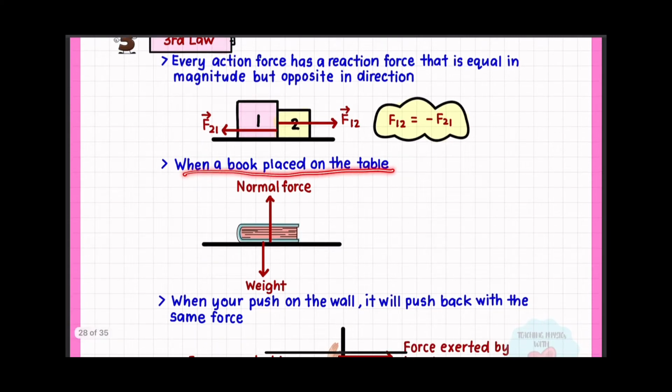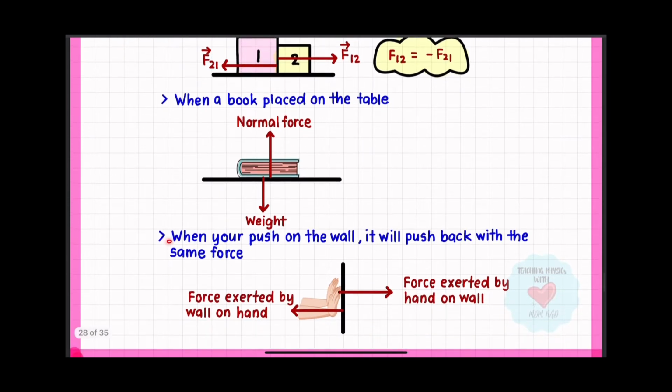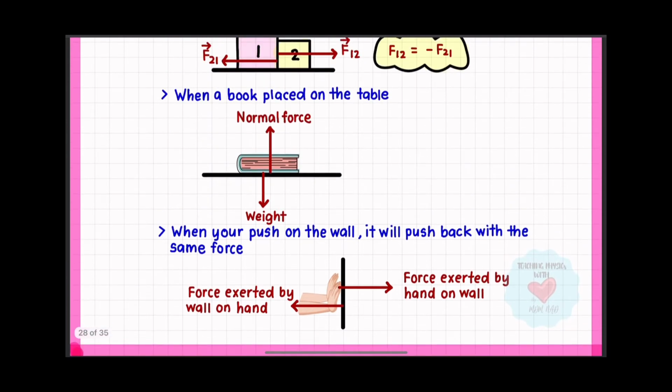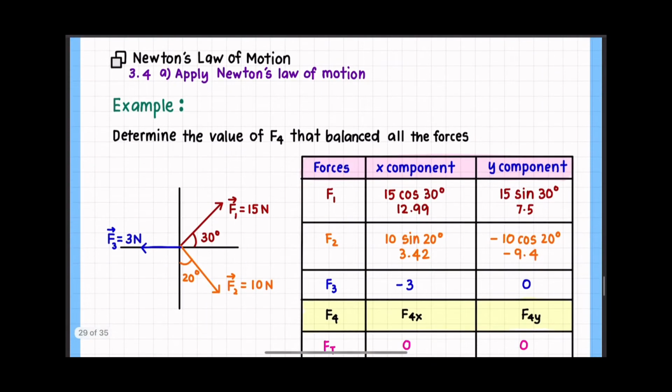Or when a book is placed on the table, this is also an action and reaction force, but usually you do this in the free body diagram, where there is always a contact surface, weight, and the object. Or another one, when you push on the wall, it will push back with the same force, like the force exerted by a wall on the hand and the force exerted by the hand on the wall. Okay, this is the third law. And the third law is generally included in our method of solving for the second law or the first law. Okay, this is an example of Newton's laws of motion.